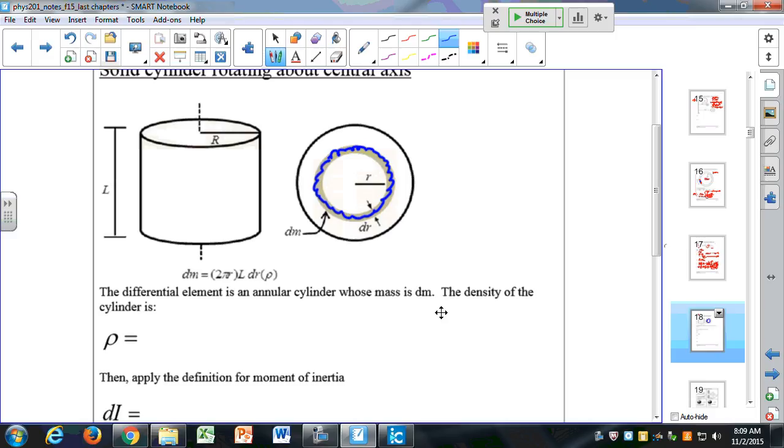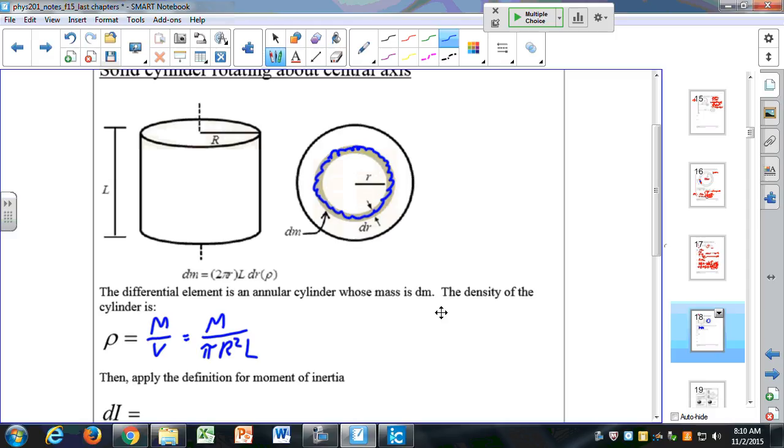The density of this annular cylinder is m over V, which is going to be m over pi r squared, or excuse me, it should be a big R, pi R squared times L. So the density of the big cylinder is just the mass over the volume. This is the volume of our big cylinder, pi R squared L. We'll use this in just a bit because it'll come up again.